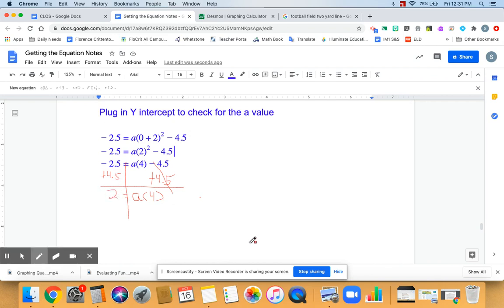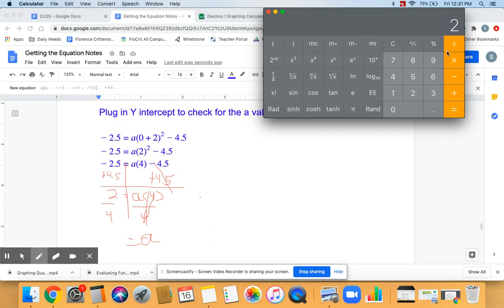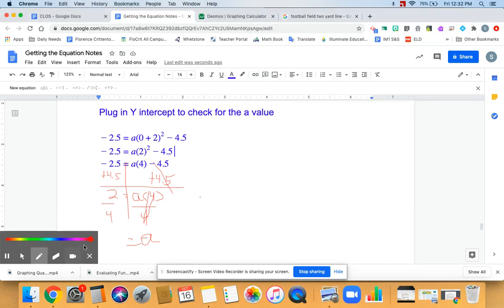So now, how do I finish solving for a? Since a is getting multiplied to 4, I have to divide the 4 away to both sides. So that on this side, the 4 divided by 4 will cancel and turn into just the 1a, which is going to equal, and then 2 divided by 4 is 0.5.